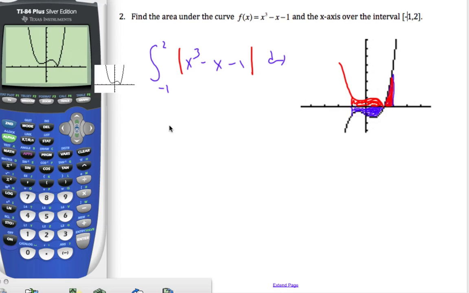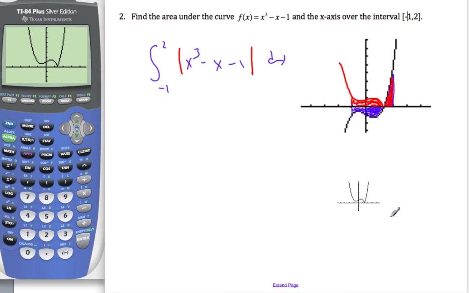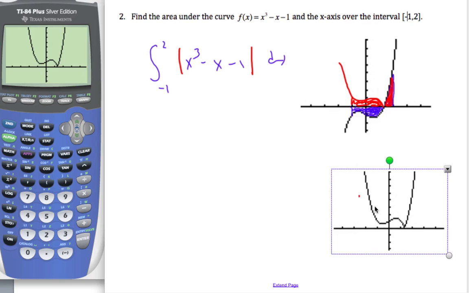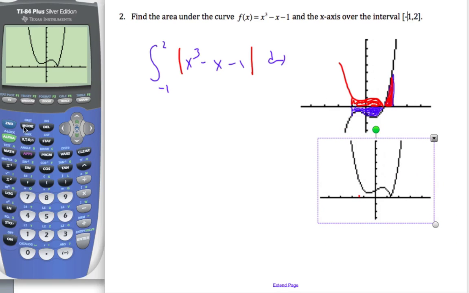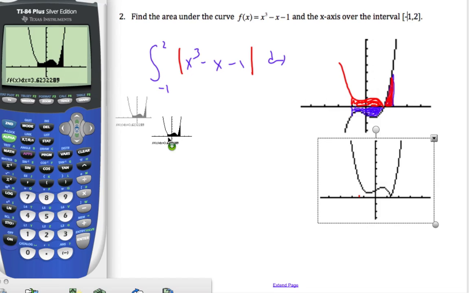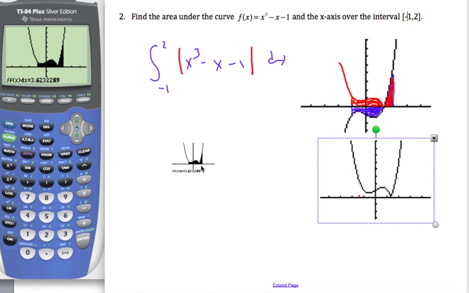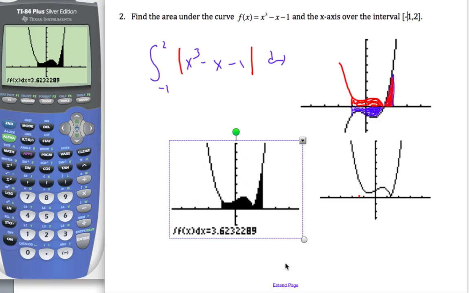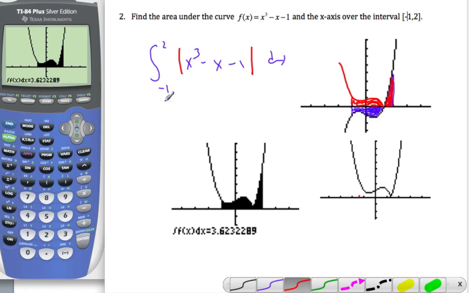And so here is the graph we were looking for. And I'm looking for the area between the x-axis and the curve. So if I go second trace, number 7 is my integrate. I'm going to go from negative 1 to 2. And I can see that my area is 3.62. So this equals 3.62 to 3 significant figures.